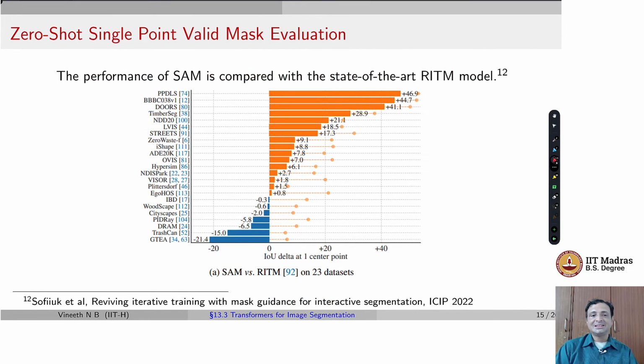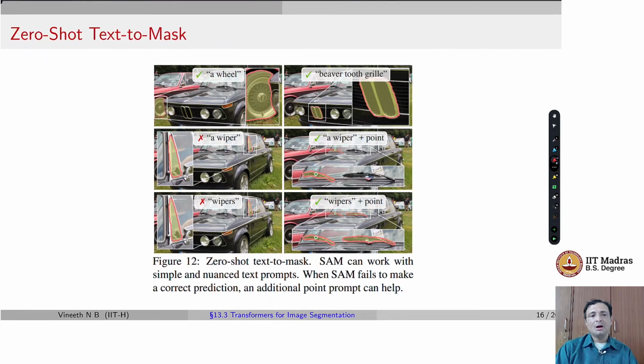Here is the performance of SAM on the single point valid mask evaluation in numbers, and they compared against an earlier such task and showed that they obtained significantly better numbers. Another interesting task was the zero shot text to mask. Why do we call it zero shot? Because the model was not explicitly trained on that particular label.